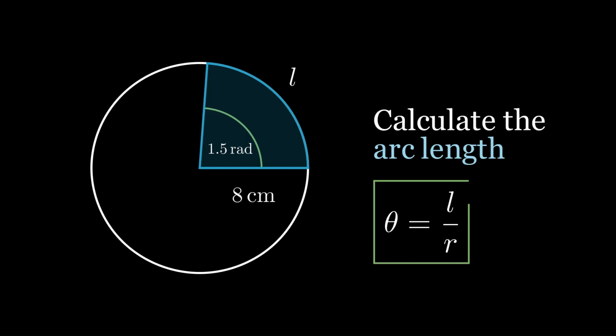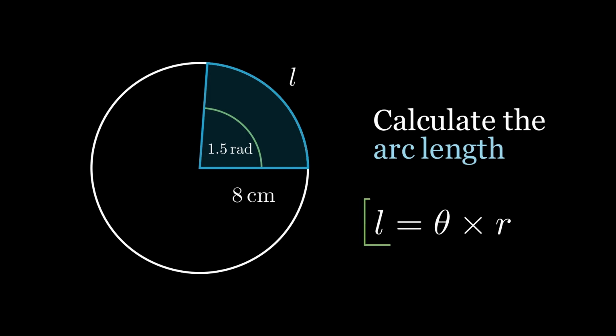Rearranging the formula to find L, the arc length, we have L is equal to theta multiplied by r. Filling in this formula with our angle as 1.5 radians and our radius as 8 centimeters, we get an arc length value of 12 centimeters.